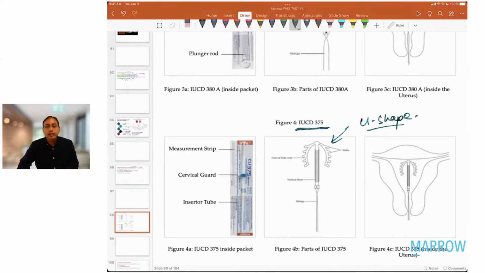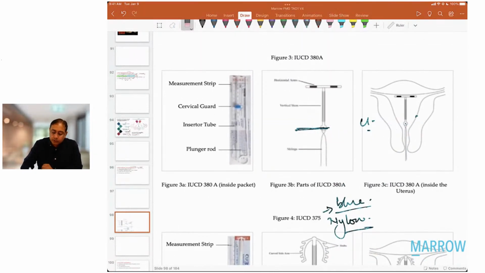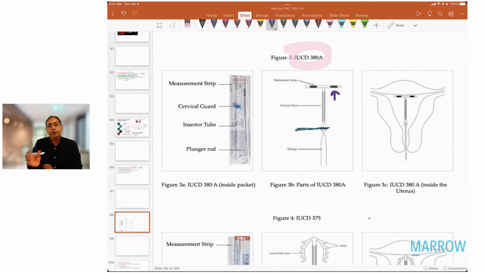It is a U-shaped device with a blue color thread, and it is made up of nylon. It is a U-shaped device made up of nylon, and this is what copper 375 is. It does not have copper on the arms. Make sure this is contrary to the intrauterine device copper 380A. Copper 380A was a simple T-shaped device with copper on the arms.